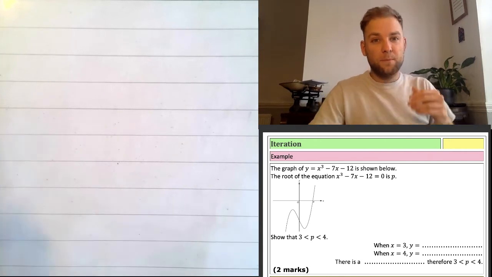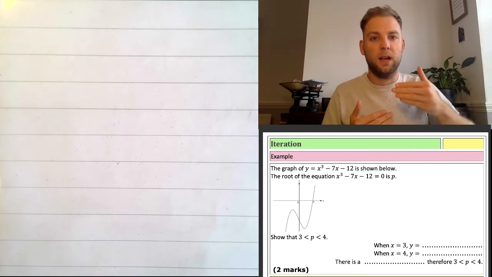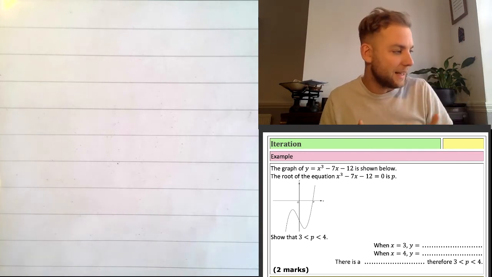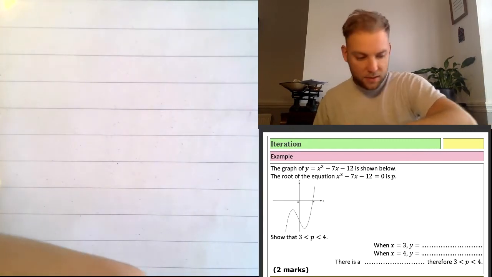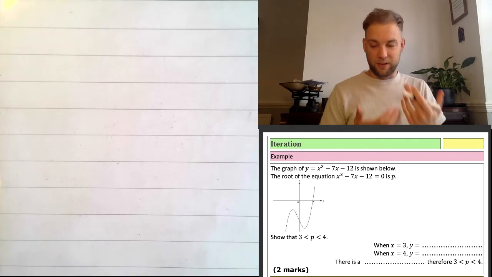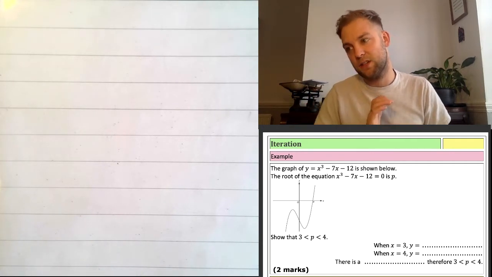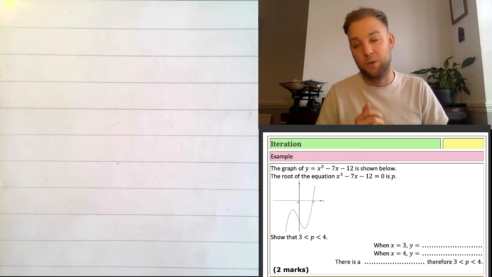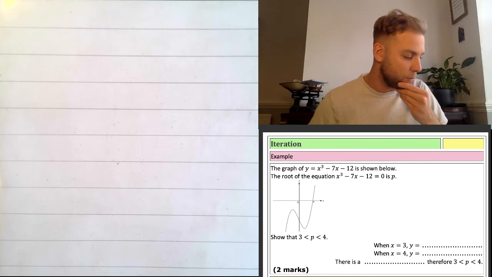Okay, so before we start the process of iteration, it's worth noting some understanding of this using a graph. Now, what we're usually doing is trying to solve an equation using iteration. So this one here says the root of the equation x cubed minus 7x minus 12 is equal to 0. And it's that whole equal to 0 part which is really important.